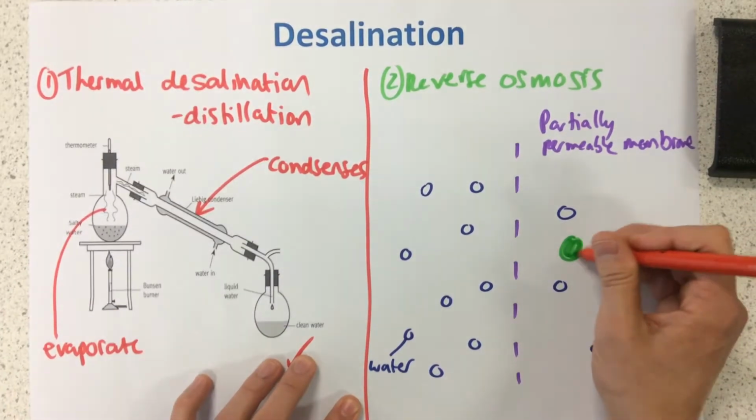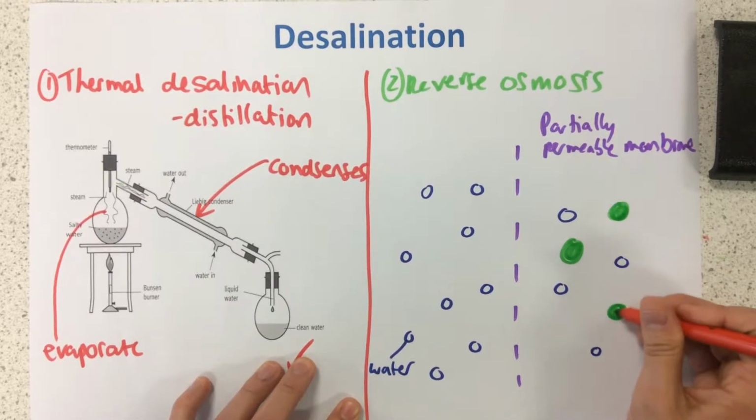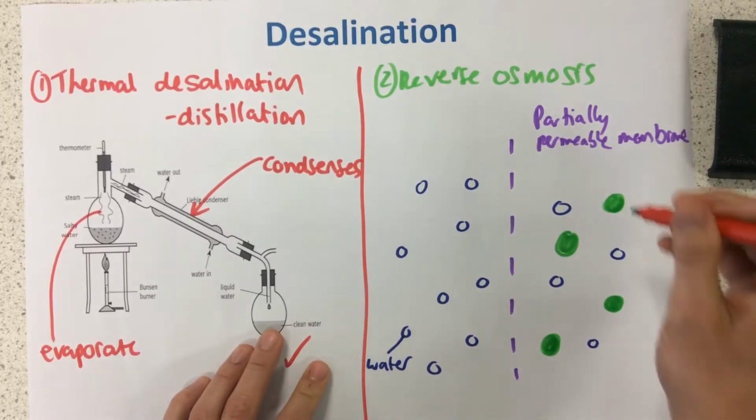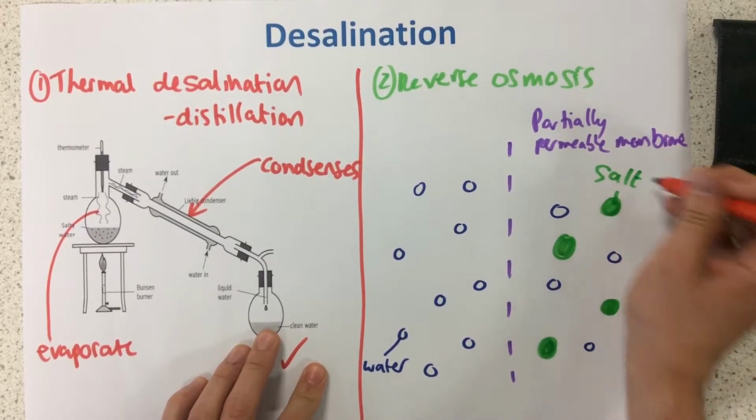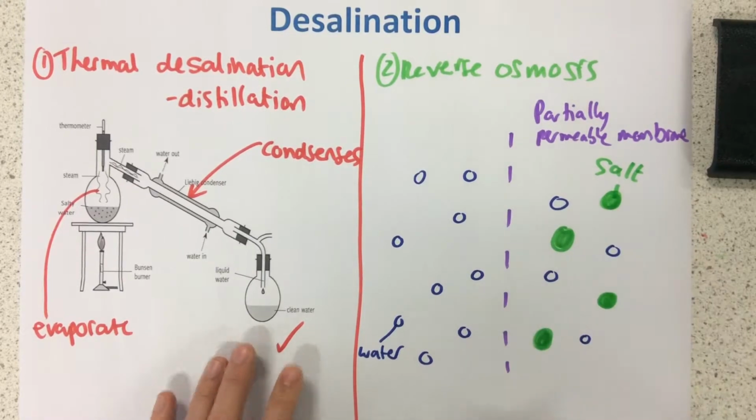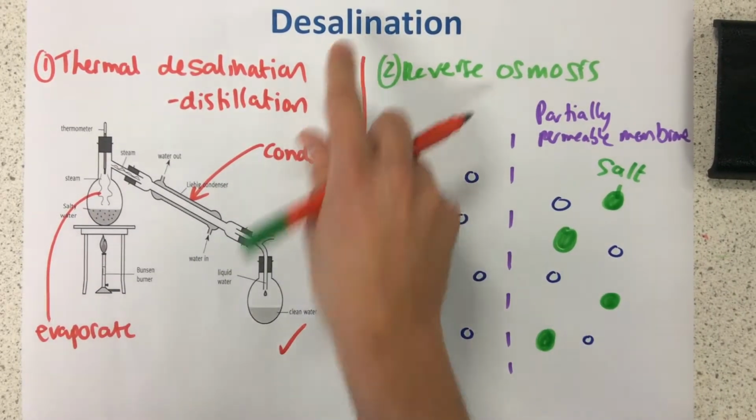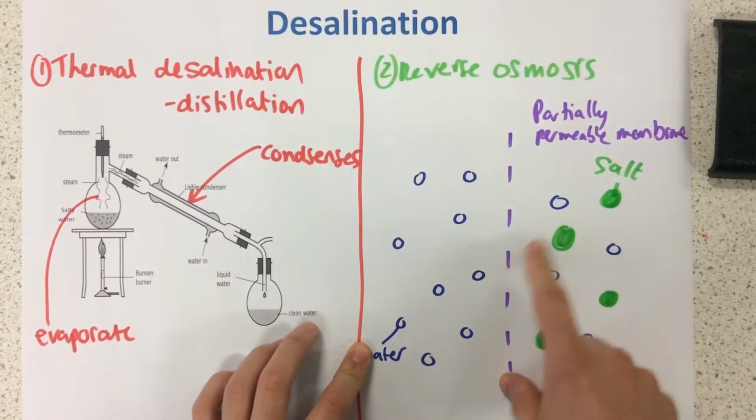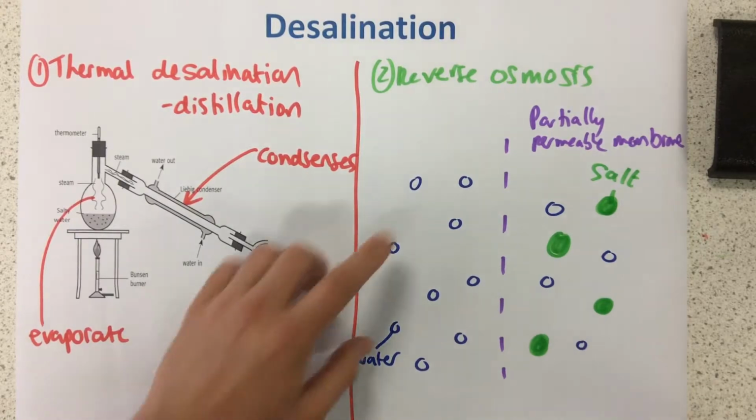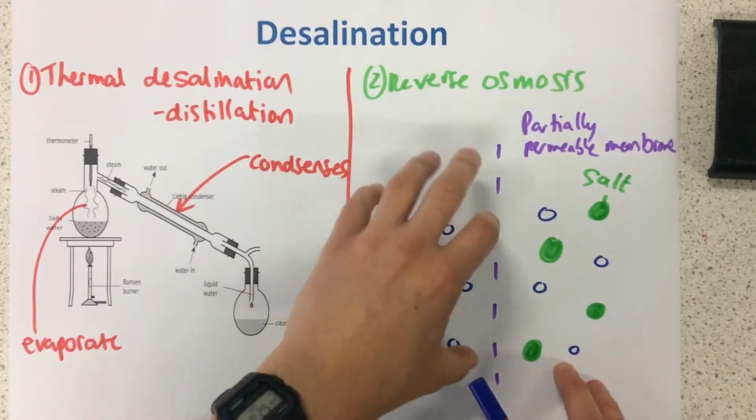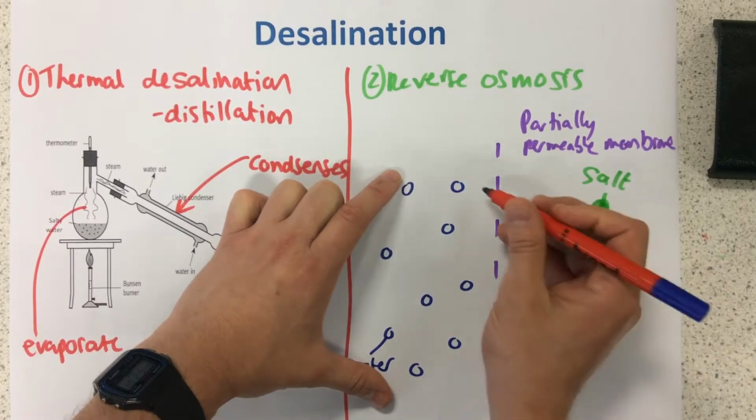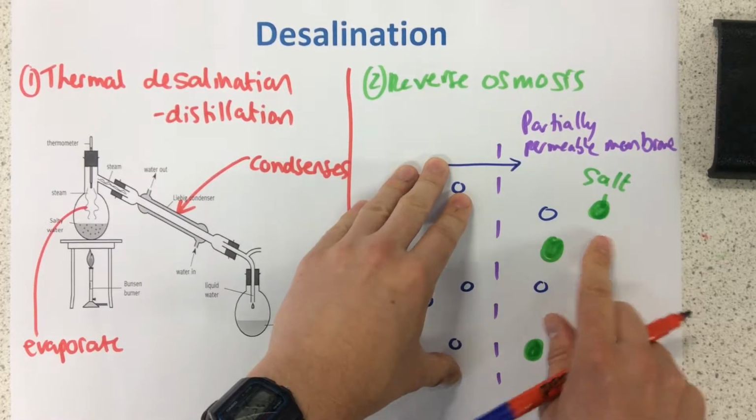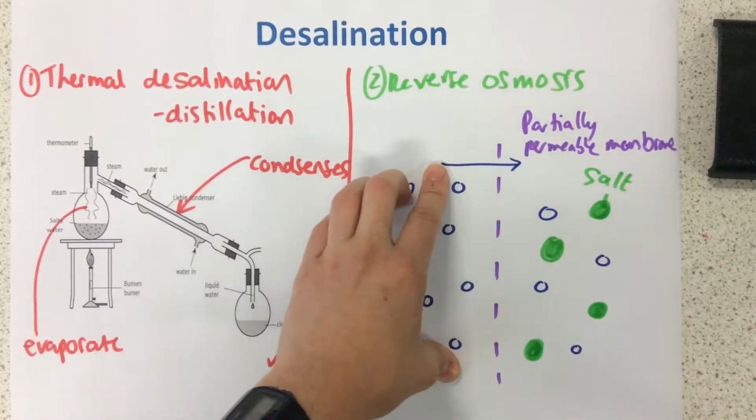On one side, I have a high concentration of water molecules, and on the other, I have a lower concentration of water molecules, because these green circles represent salt molecules. So again, remember, desalination means removing salt from the water. I want to end up with just water and remove my salt. Now, in normal osmosis, the higher concentration of water is on this side. So in normal osmosis, we have a net movement from here to here, from a high concentration of water to a low concentration of water across a partially permeable membrane.